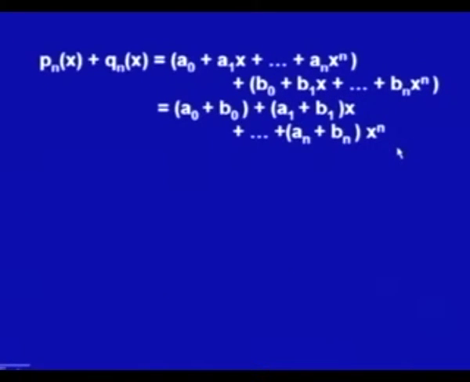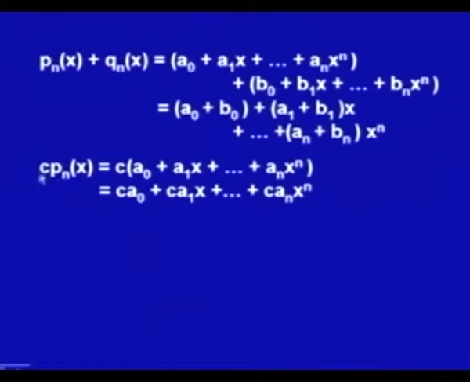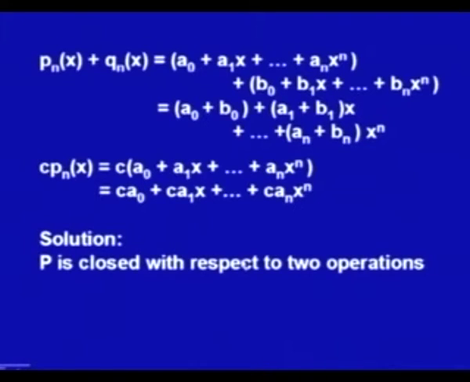Now, this is called polynomial addition, while the scalar multiplication by a scalar c is defined as c p_n(x) equals c times the polynomial, and if you simplify it, it is c a_0 + c a_1 x + ... + c a_n x^n. Now, with these two operations, we say that this set forms a vector space.